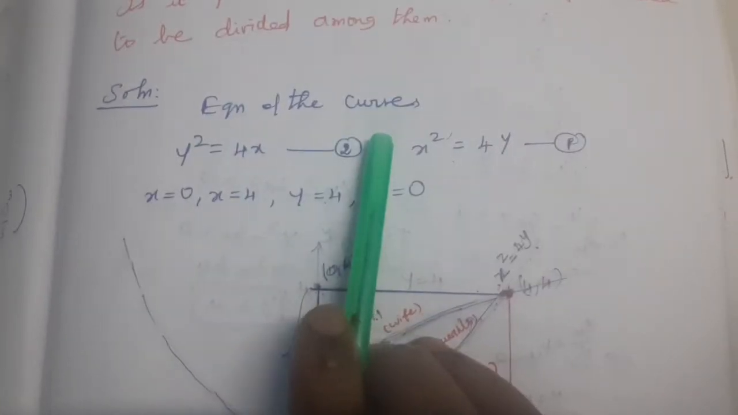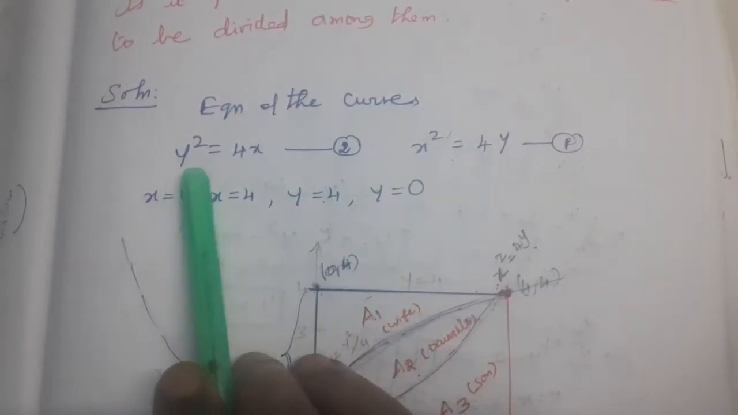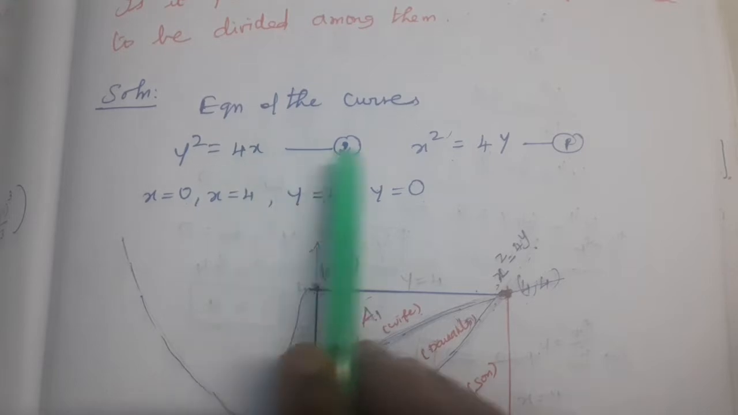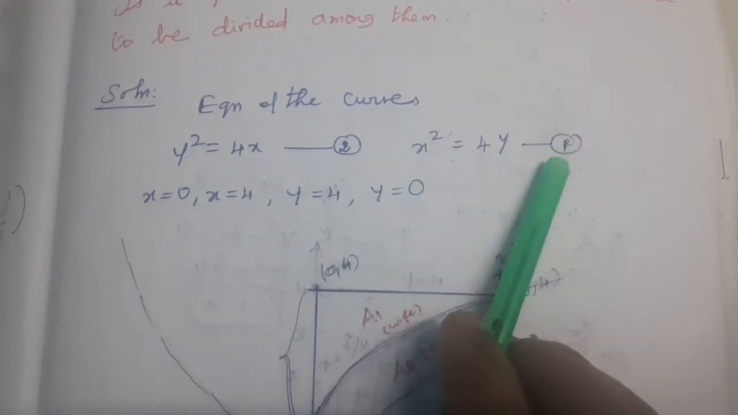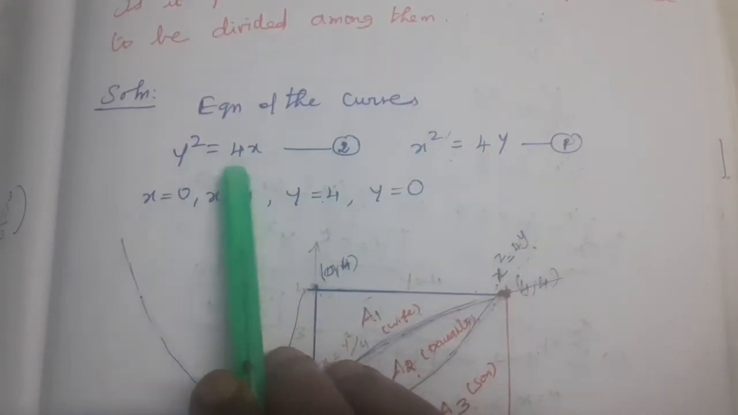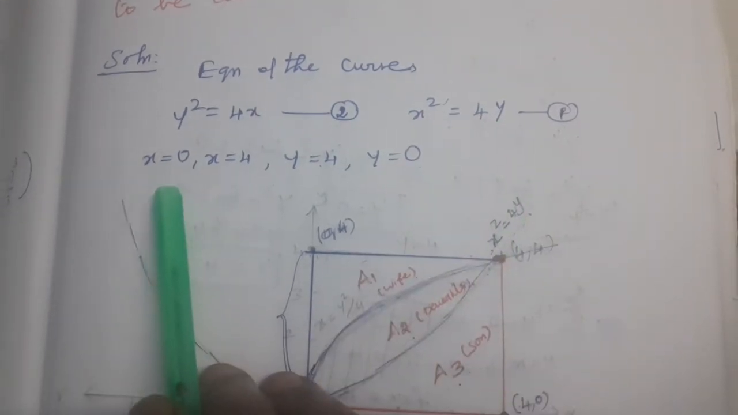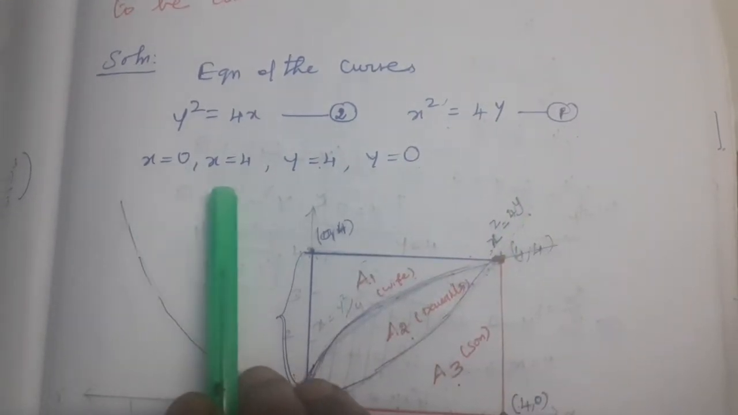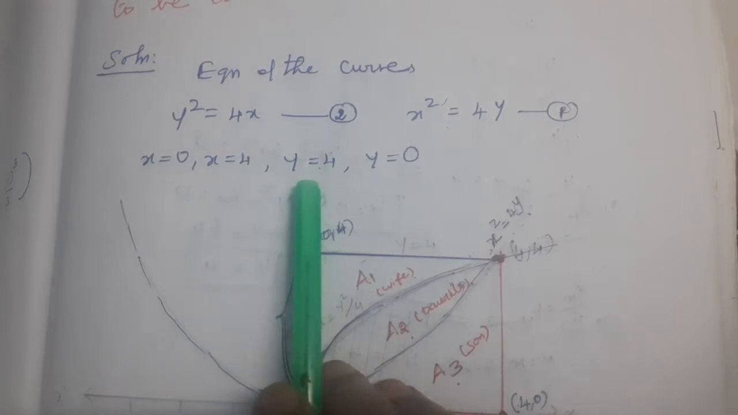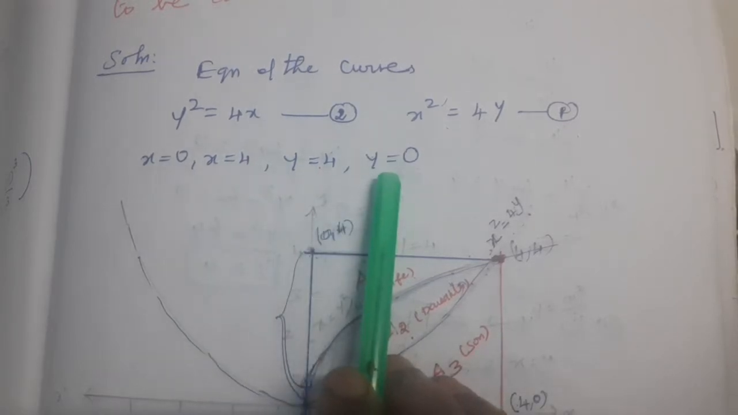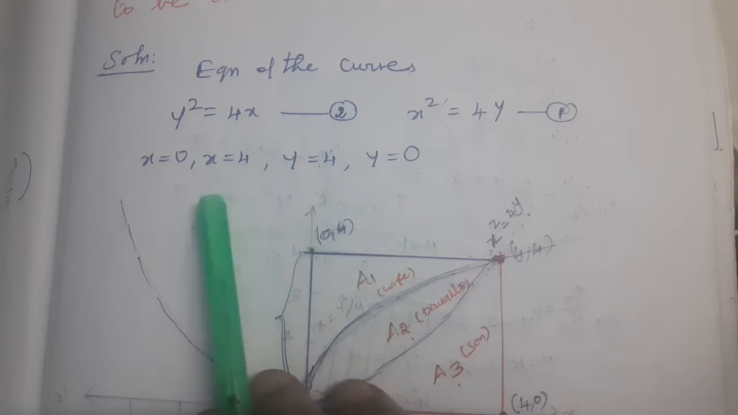What are the two curves given? y square equal to 4x is one of the curves, and x square equal to 4y is the other curve. What is the bounded area? x is equal to 0, x is equal to 4, similarly y equal to 4, y equal to 0. The bounded area is also given.